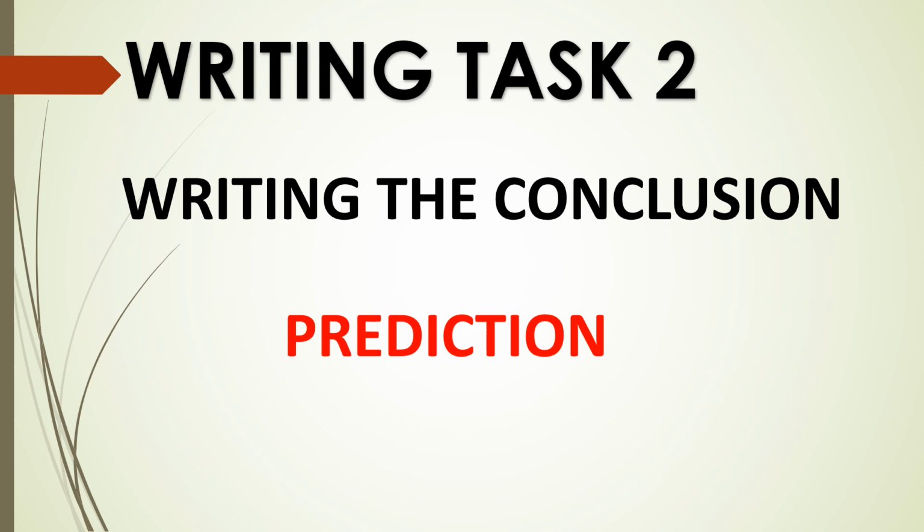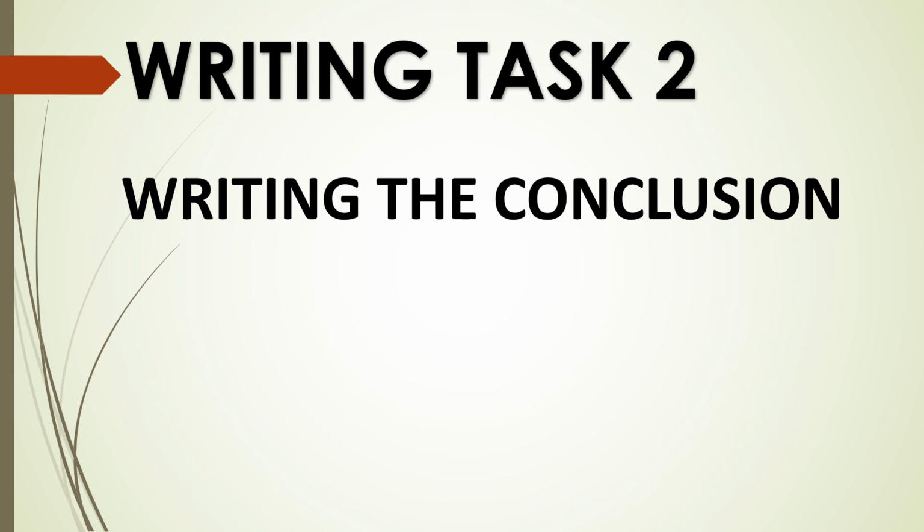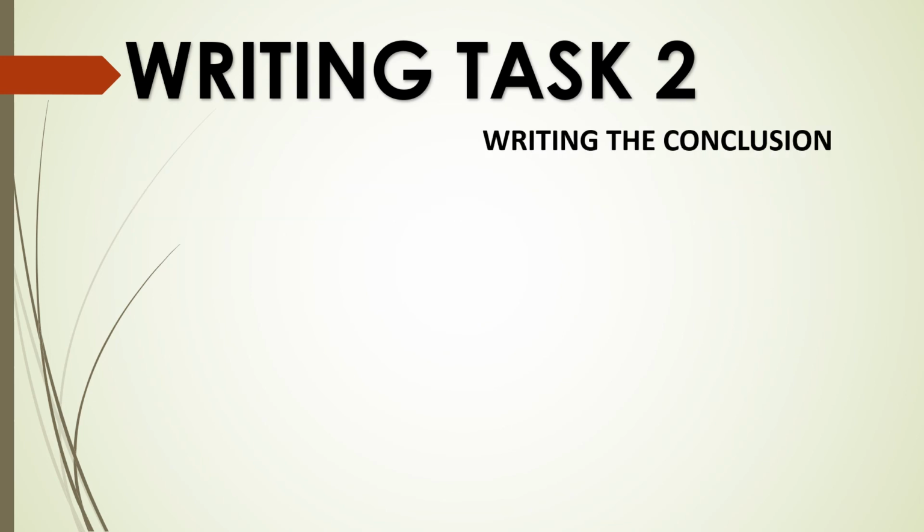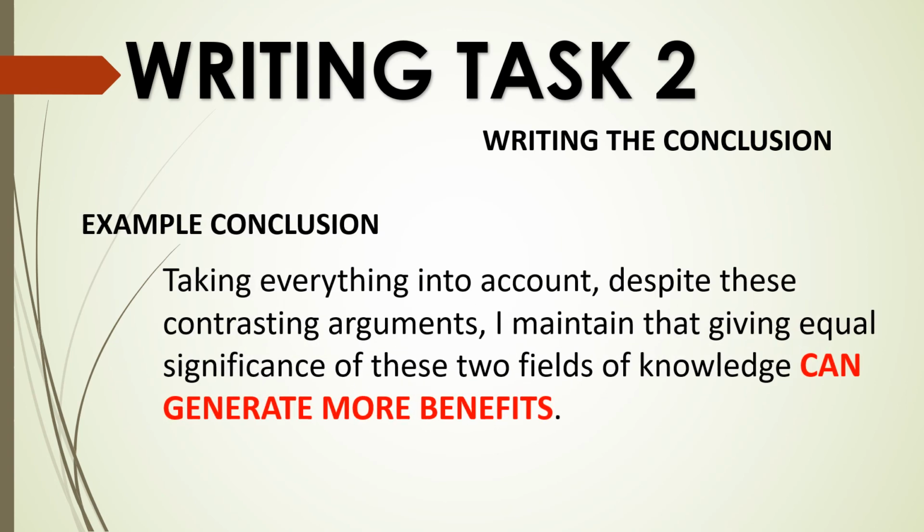How do we give a suggestion? We can say could, possibility, would, may. Our prediction uses if, so we use if clauses. Let's see an example conclusion and how I end the essay here. Taking everything into account, despite these contrasting arguments, I maintain that giving equal significance to these 2 fields of knowledge can generate more benefits. So therefore there is a combination of restatement and prediction.